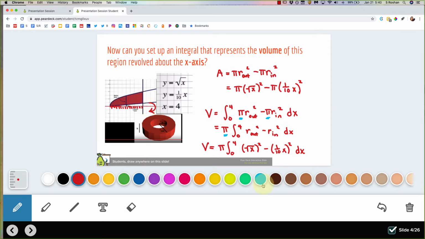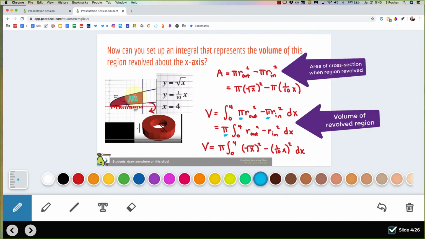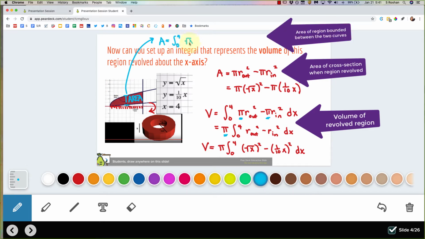So if I wanted just the area of this region, the area is you're adding up all the slices of those lengths, and that length was the top curve minus the bottom curve. So the area of this would be, you're adding them all up from 0 to 4, root x minus 1/10 x dx. That is the answer to the area if I'm not doing any revolving. When I label area here, that's the area of one of my slices when I'm revolving.